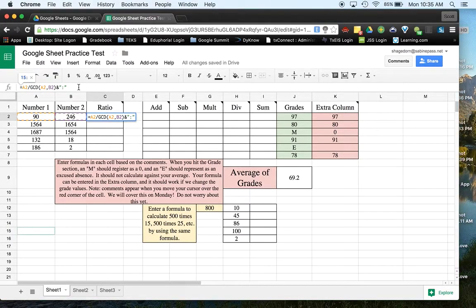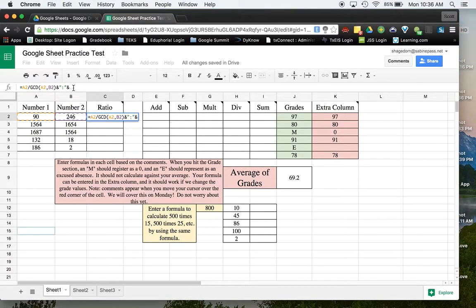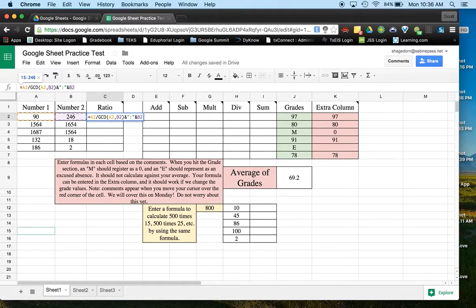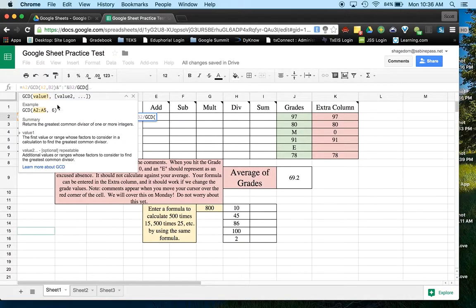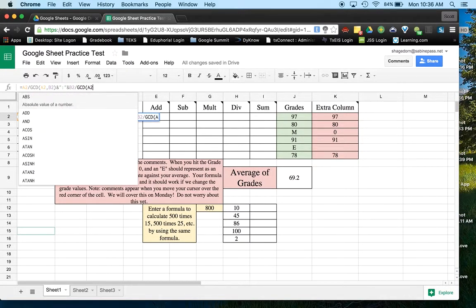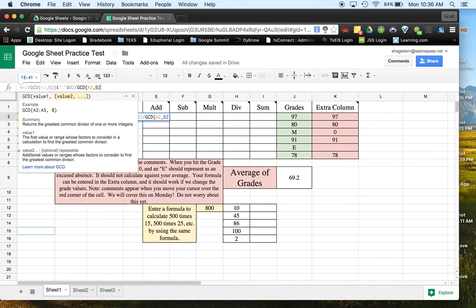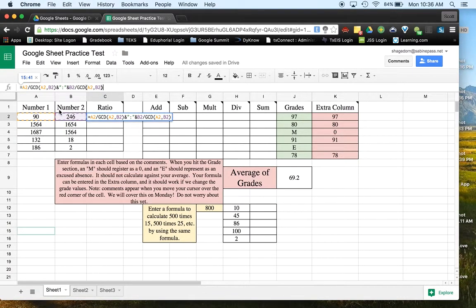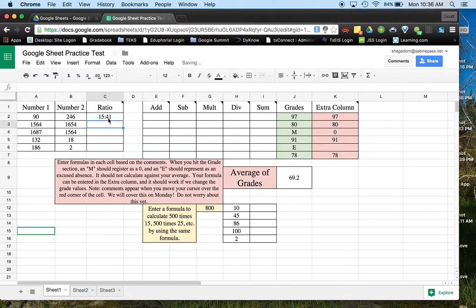So I'm going to once again put an and. So I've got my first problem, and then I've got displaying this colon, and now I'm going to do my second part of the formula. So I'm going to do B2, and again, sorry, I'm going to do a greatest common divisor or denominator here of my second set. So it's A2 and B2. Now you're going to see that once I do this, I have a ratio.